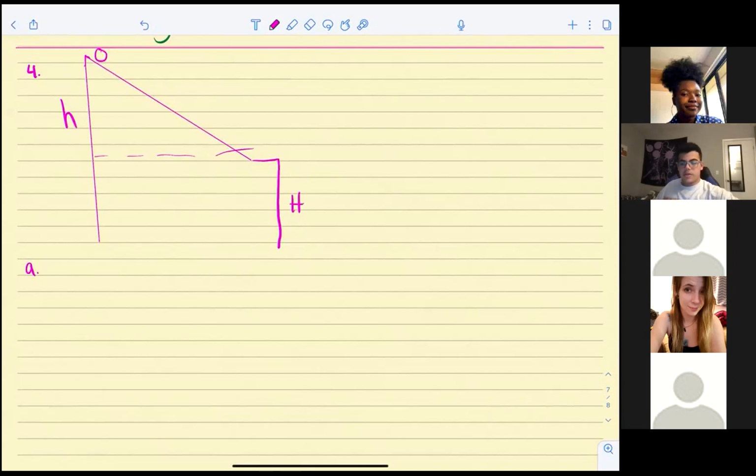But okay, you have this picture here. This is big H. This is little h. There's a ball here, or a sphere rather. Question A. How fast is the ball traveling when it reaches the edge of the table? What do we think we're going to use here? Conservation of energy.